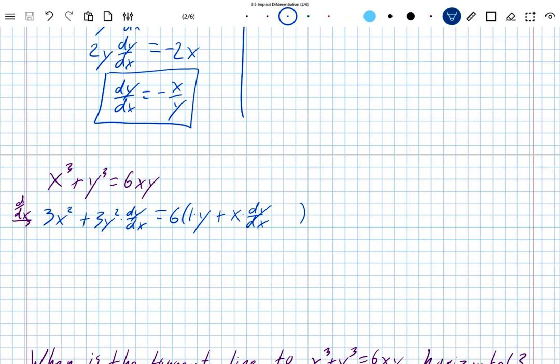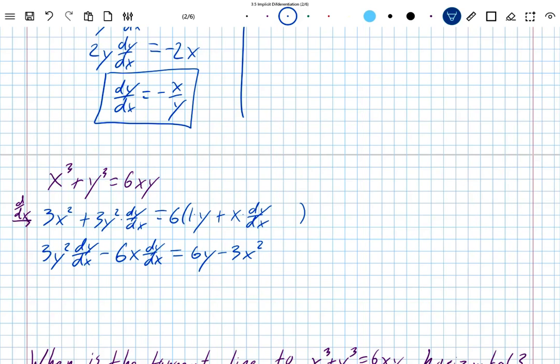I'm going to bring everything with the dy dx to the left side and everything without to the right side. So it looks like I get a 3y squared dy dx minus 6x dy dx. So that was me just grabbing everything with the dy dx in it, and everything without I'm going to bring over. So it looks like I have a 6y, and then I've got that 3x squared term.